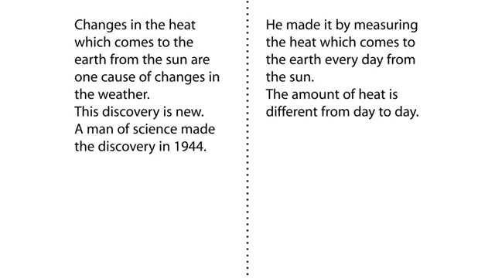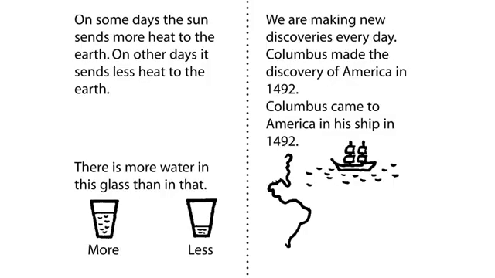Changes in the heat which comes to the earth from the sun are one cause of changes in the weather. This discovery is new. A man of science made the discovery in 1944. He made it by measuring the heat which comes to the earth every day from the sun. The amount of heat is different from day to day. On some days, the sun sends more heat to the earth. On other days, it sends less heat to the earth.